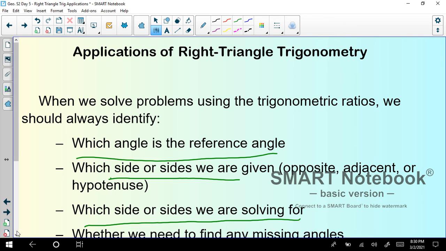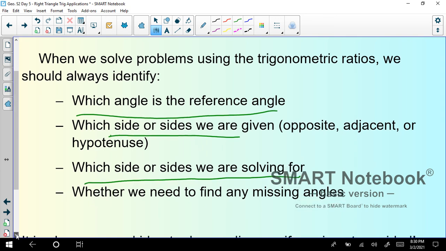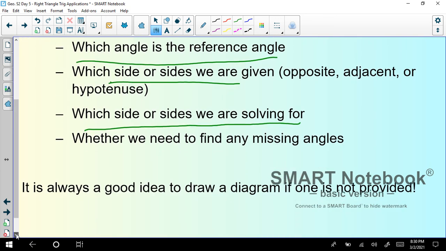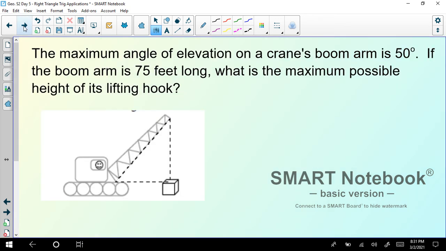We need to see whether we have more than one missing angle. If we have more than one missing angle, then we have to use an inverse trigonometric function. If you have just one missing angle, we can use the triangle sum theorem. In the same way, if you have one missing side, you can use the Pythagorean theorem. If you have more than one missing side, you'll use trigonometric ratios. It's always a good idea to draw the diagram if one is not provided. Okay, let's see a few problems.